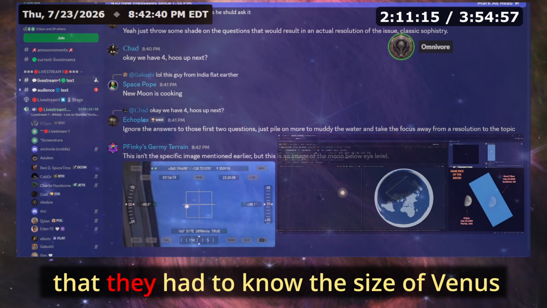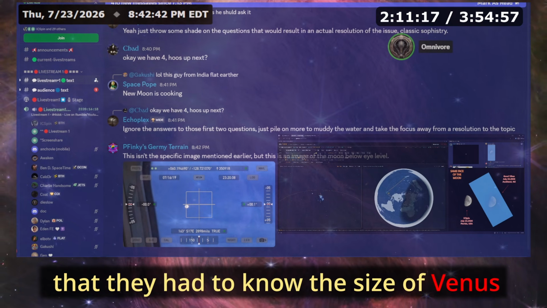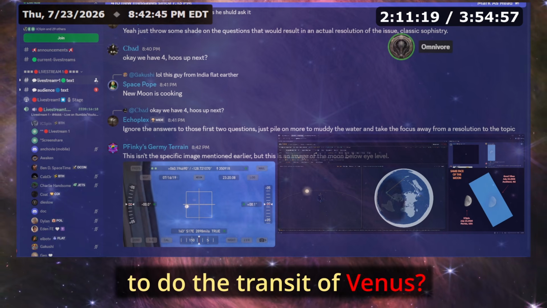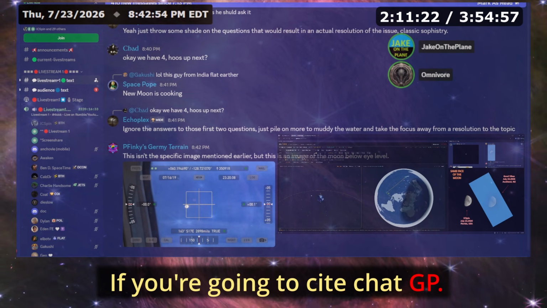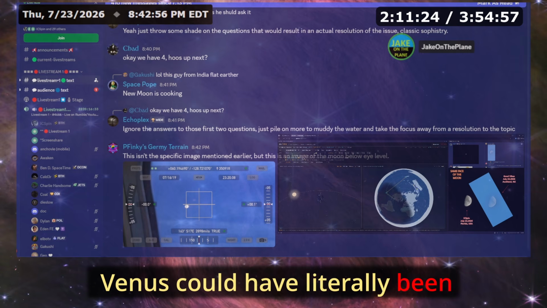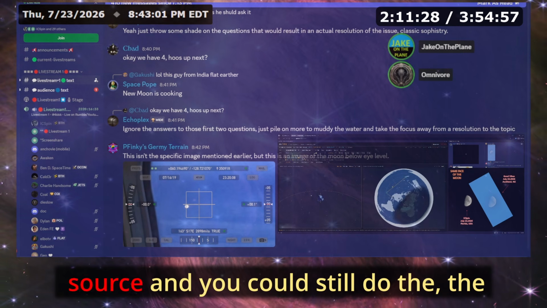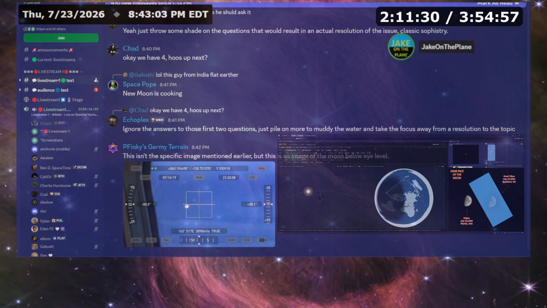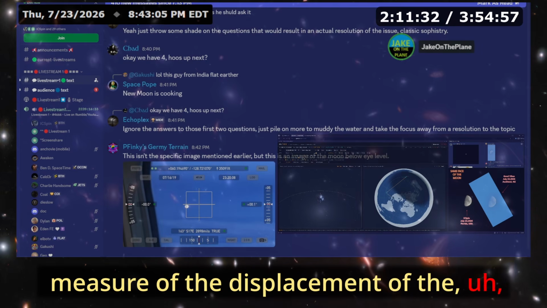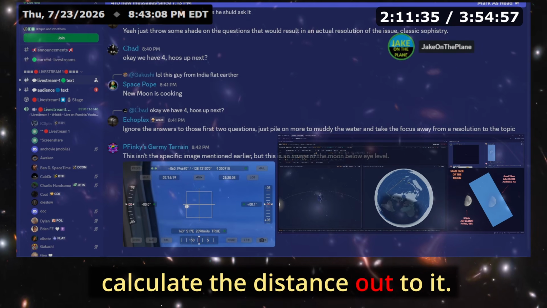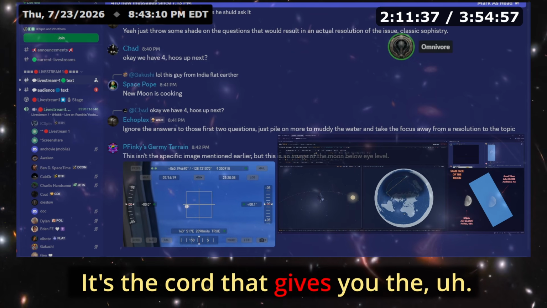What's your citation that they had to know the size of Venus to do the transit of Venus? If you're going to cite ChatGPT, Venus could have literally been a point source, and you could still measure the displacement of the parallax and calculate the distance out to it. Yeah, it's the chord that gives you that.